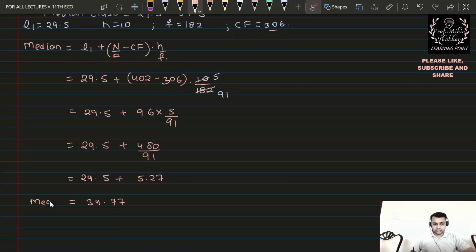This information is related to the median for the weights, which is in kilograms. So as I told you, do not forget to use the units that are given to us in the question.